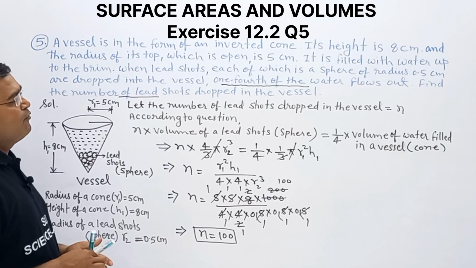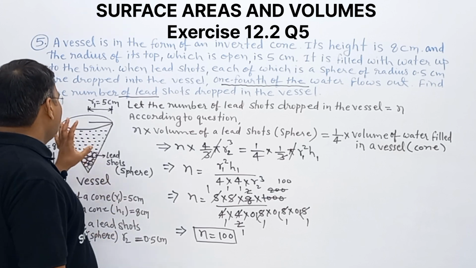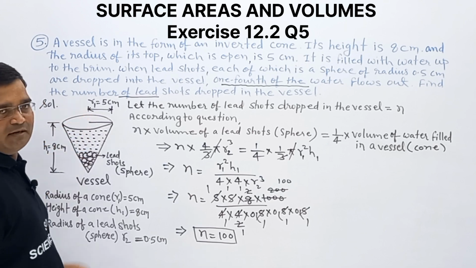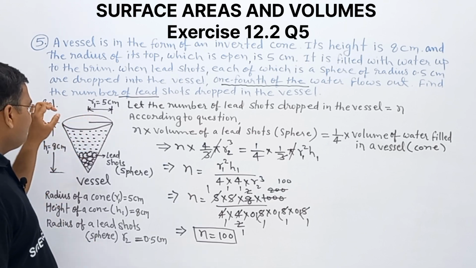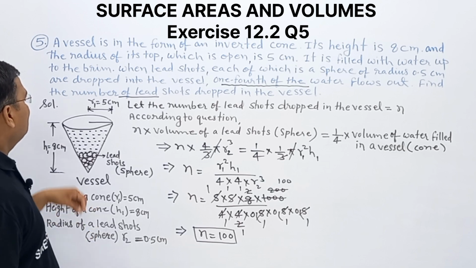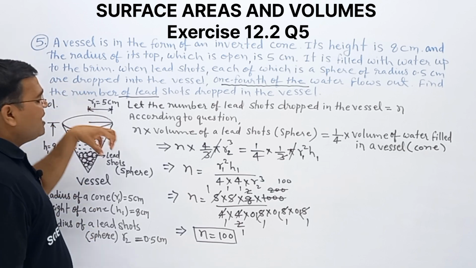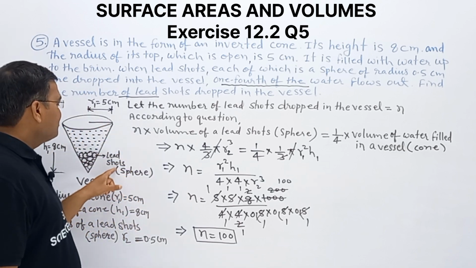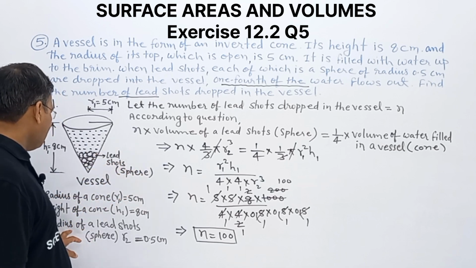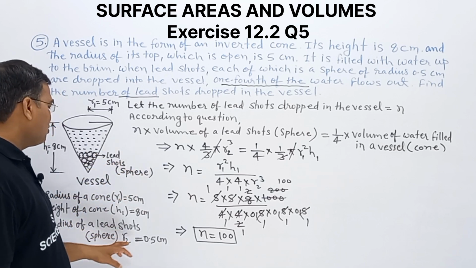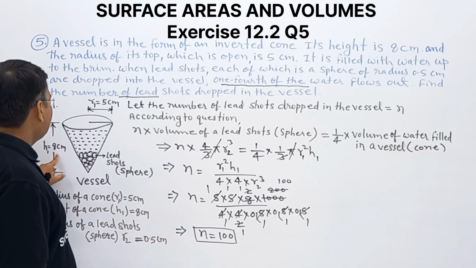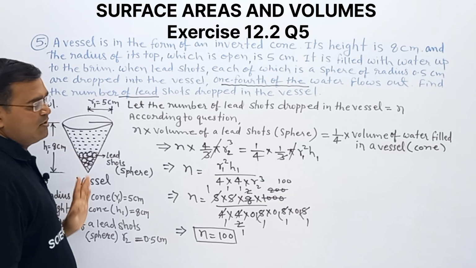Clear? Observe again what we are doing in this question. In this question we have one cone shaped vessel. It is filled with water, in which we are dropping lead sources, and the lead sources are the shape of a sphere. The radius of each lead source is 0.5 centimeter, the height of the cone is 8 centimeter, and the radius of the cone is 5 centimeter.